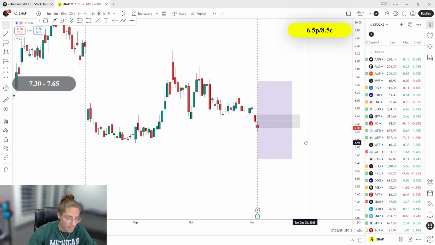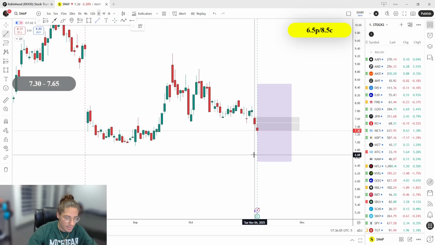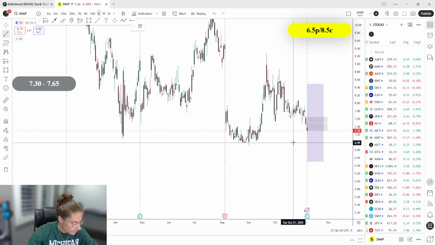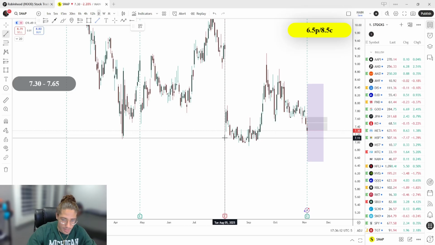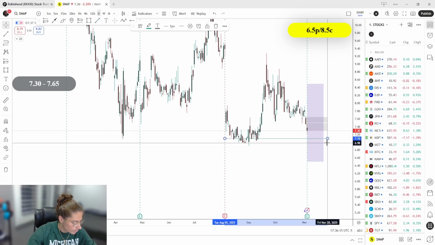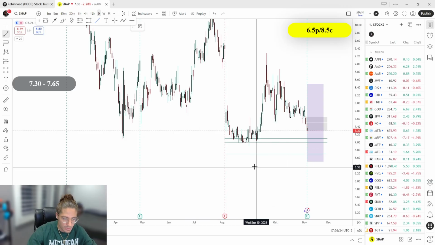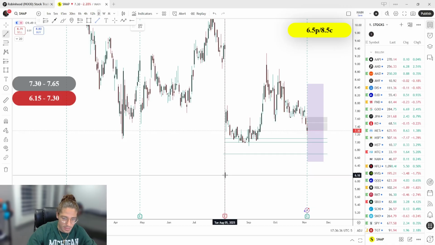Looking just like that. To the downside, I'm going to draw the levels and then the zone overall, but I want to zoom out a little bit so you guys can see what levels I'm going to be looking at. The first one is going to come at 710 right there. The next is going to be 7 flat right there. The third one is going to be at 670, about right here. And the last one's going to be at 615. If price did get all the way down here, again, this would be the lowest point since January 2019.